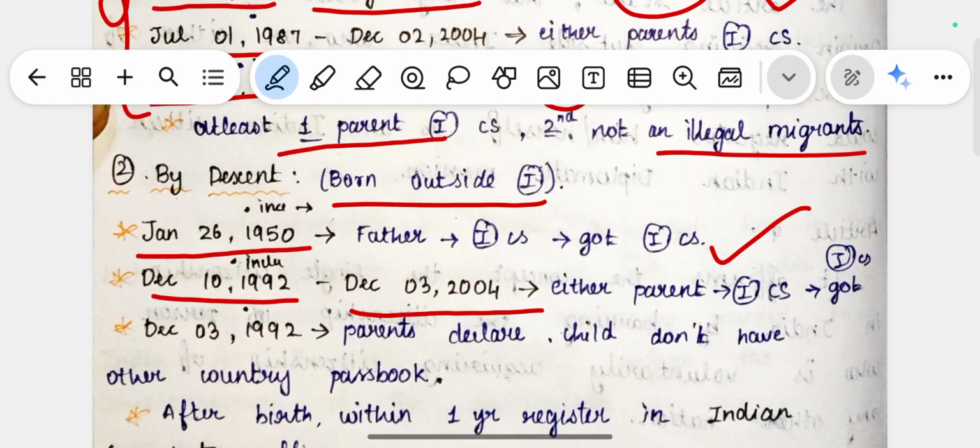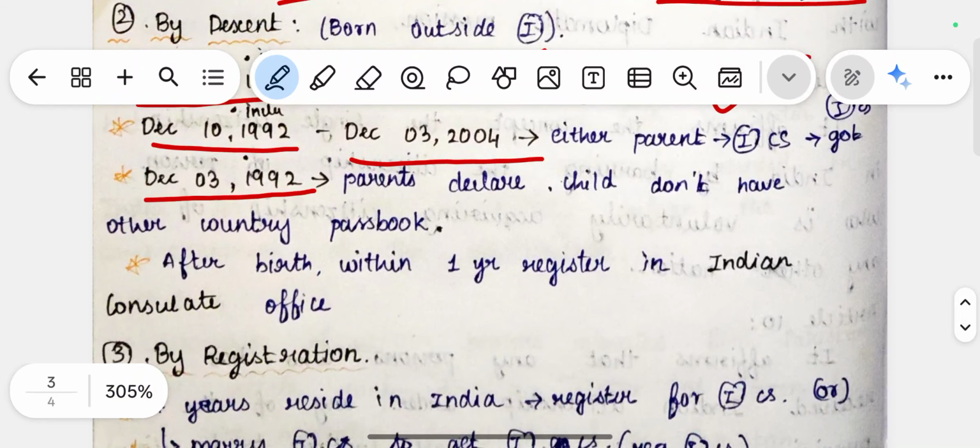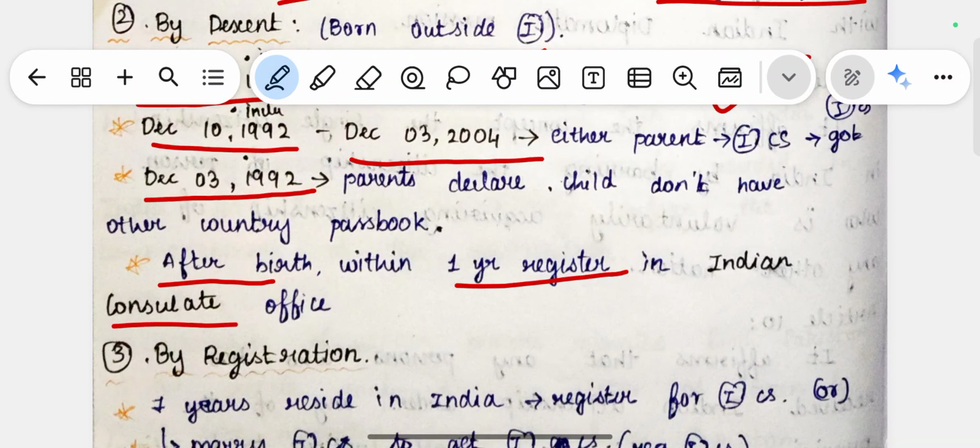If the person is born after December 3, 1992, the parents should declare that the child doesn't have another country's passport. If the person was born in another country, the parents have to state that our child doesn't have any other country's passport, and that we are of Indian origin and have Indian citizenship, so that our child should have Indian citizenship. This statement has to come from the parents. The next requirement is that within 1 year after birth they have to register at the Indian consulate office to get Indian citizenship.